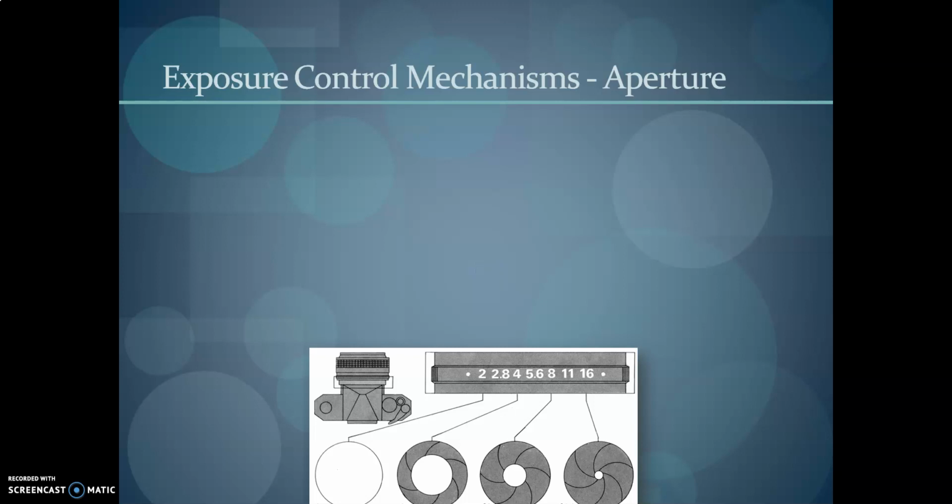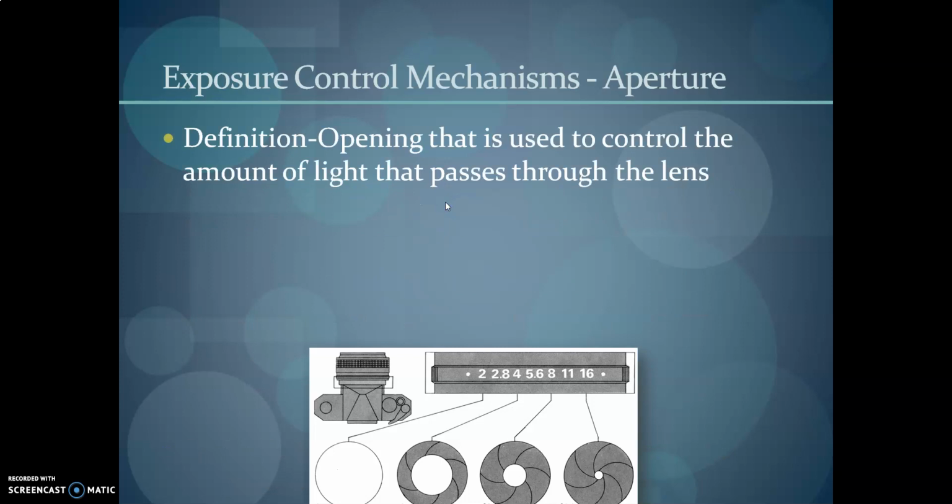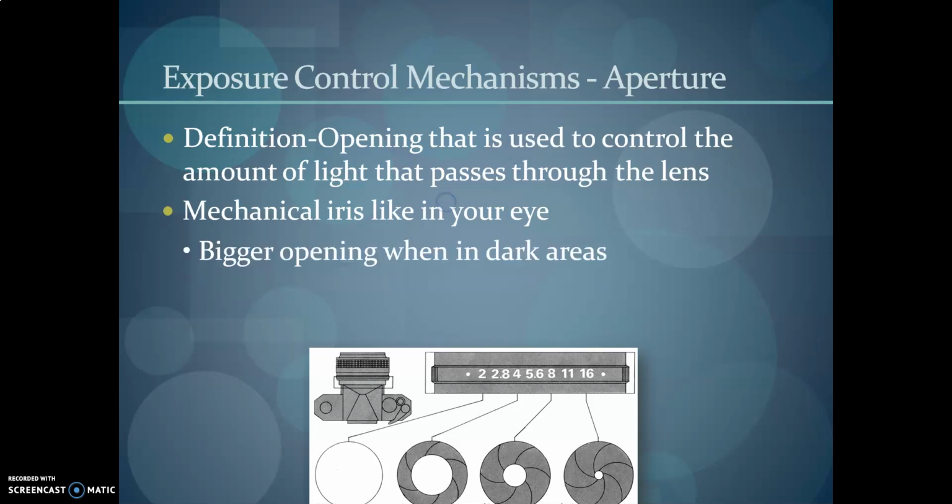Our next control is aperture. This is what it looks like inside the camera. Okay, it just opens up, and if you look at the front of a lens ring, you'll see numbers on it. It's telling you what your apertures are. What is an aperture? It's the opening of the lens that controls how much light passes through the lens. It's just like a mechanical iris, just like your eye can do.